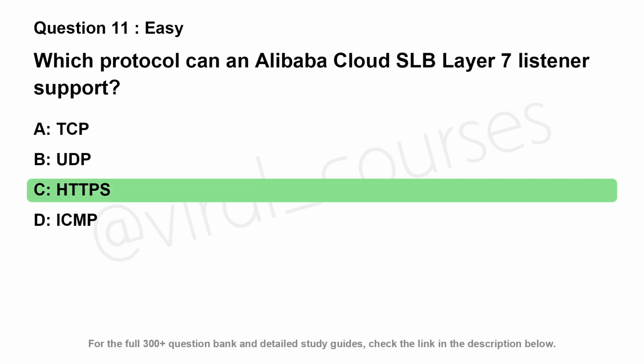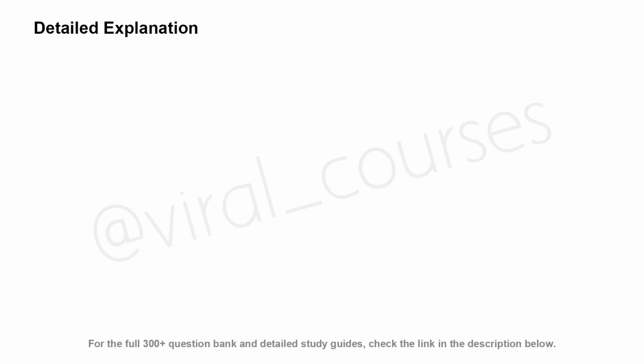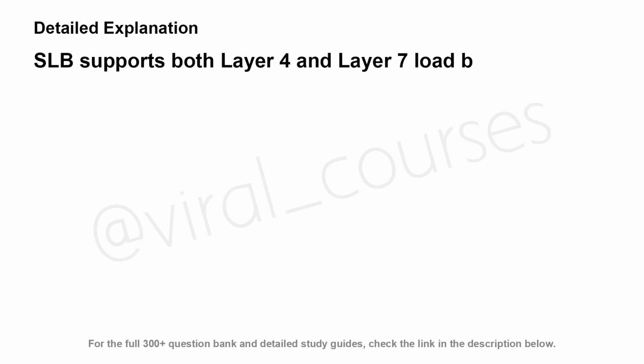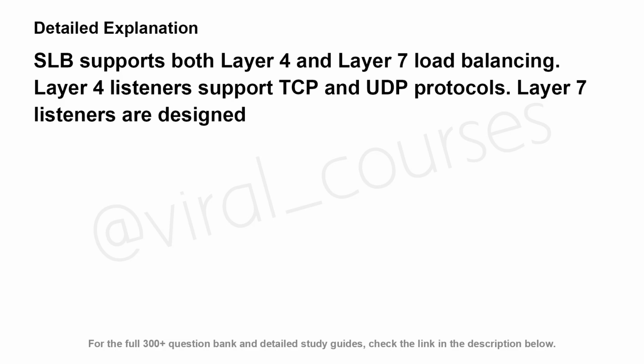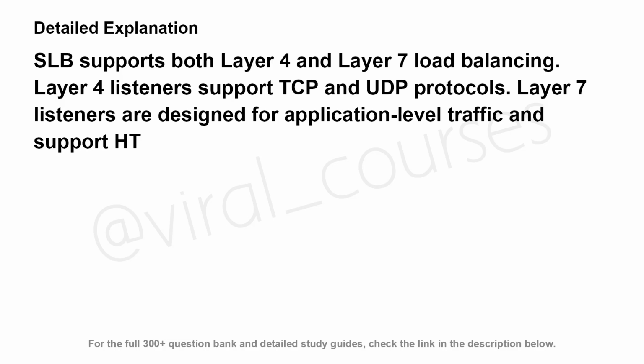The correct answer is C. SLB supports both Layer 4 and Layer 7 load balancing. Layer 4 listeners support TCP and UDP protocols. Layer 7 listeners are designed for application-level traffic and support HTTP and HTTPS protocols.